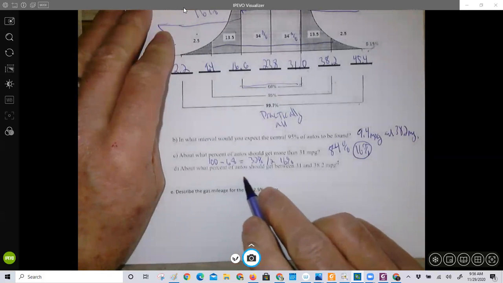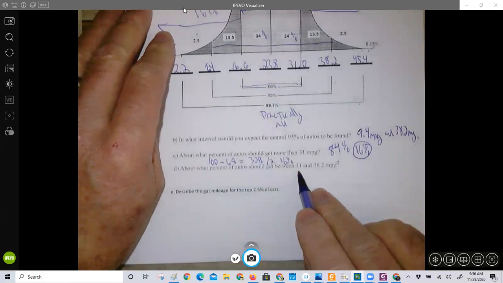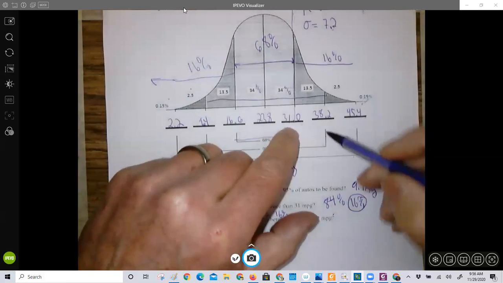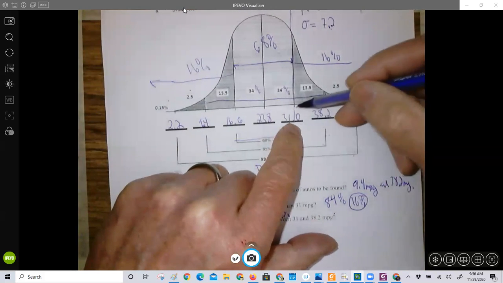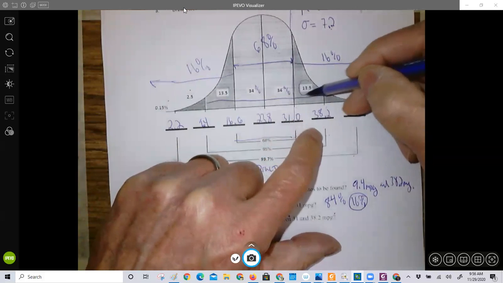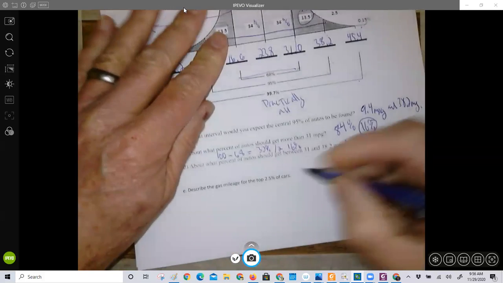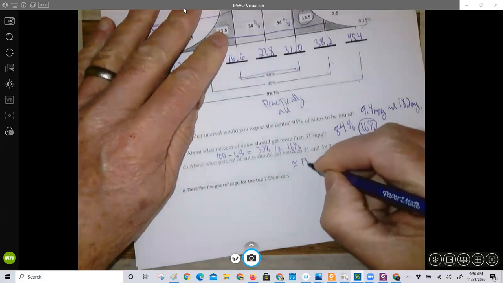About what percent of automobiles should get between 31 and 38.2? Well, right there, see that? Between the 1 and 2 standard deviation mark? Well, right there we can say about 13.5%.